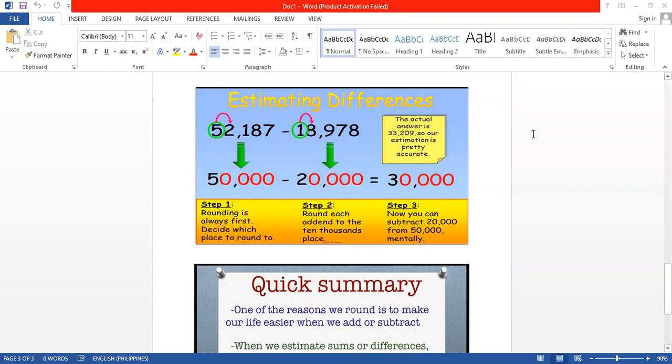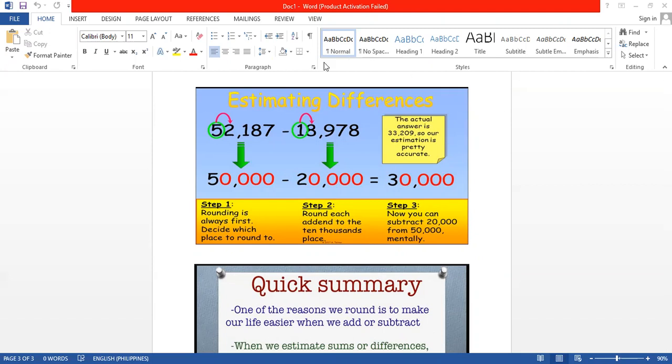So we are now here in our discussion. Last time we talked about how to round off numbers. We also talked about estimation of sum. This time we are going to talk about estimating differences. The next topic is subtracting mentally. There are different steps in subtracting mentally, but first we're going to discuss estimating differences.